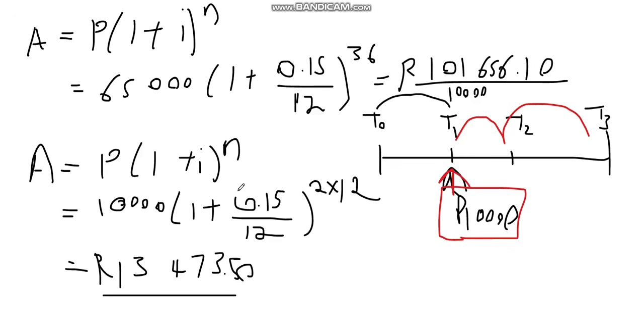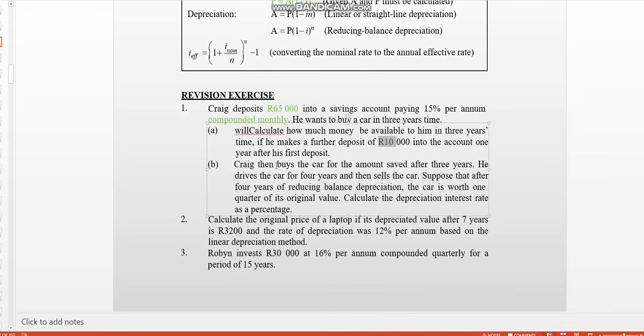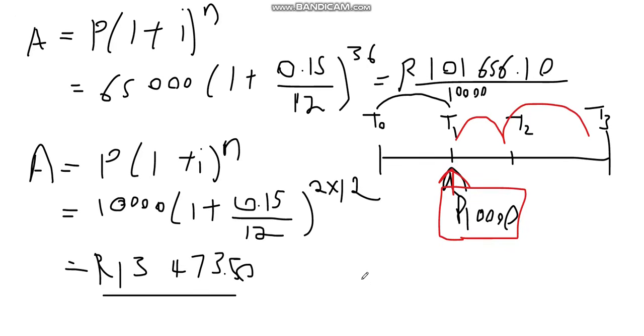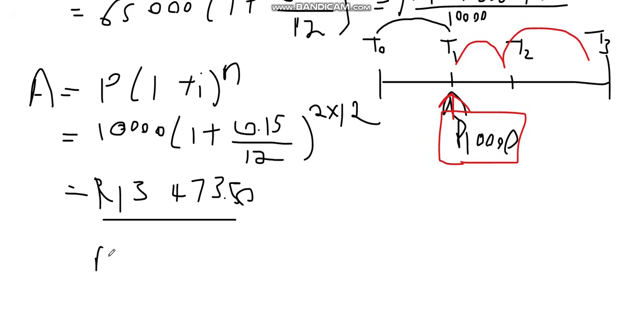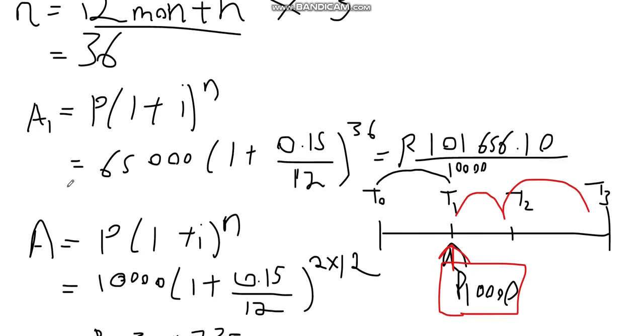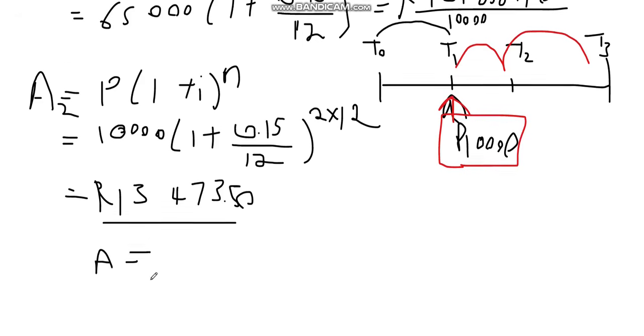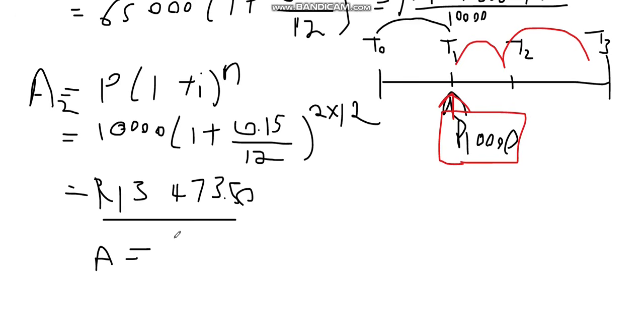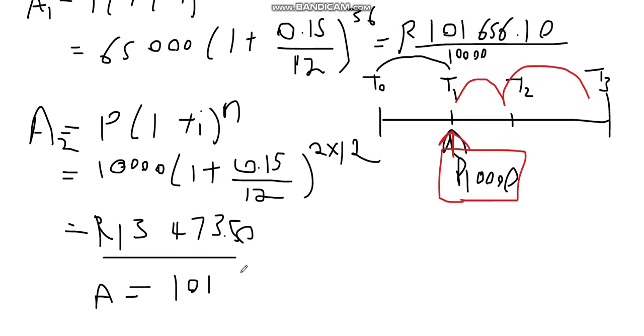Afterwards, we still haven't answered the question. The question was, calculate how much money is available for him in 3 years. So after 3 years, how much money will be available? They want us to calculate the total amount of money, so we are going to add these two. This was A1 for the first duration, this was A2. So A1 plus A2.